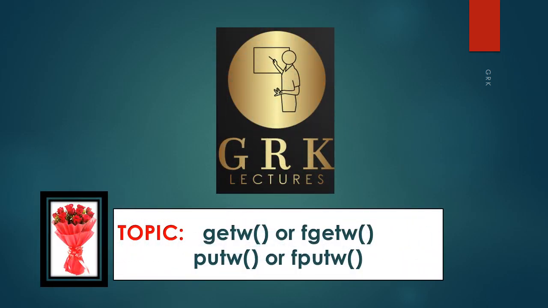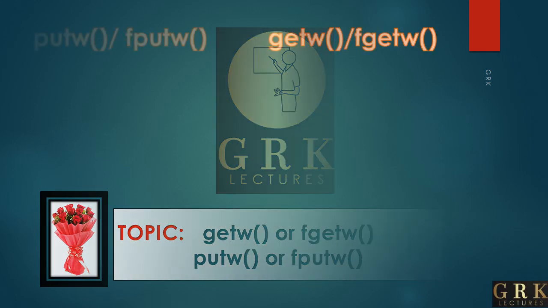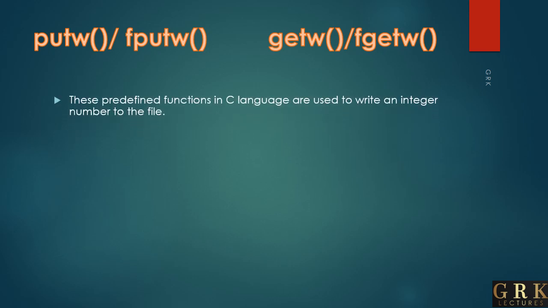Welcome to GRK lectures. In this class we discuss getw, putw and fgetw, fputw functions on the files. So putw or fputw, these two functions are used to write some integer values into a file, and getw, fgetw, these two functions are used to read an integer value from the file.